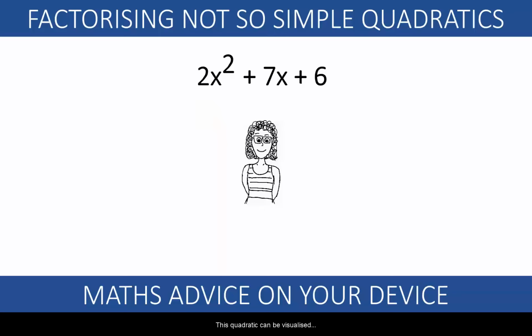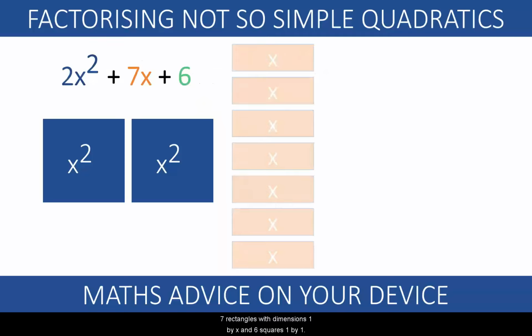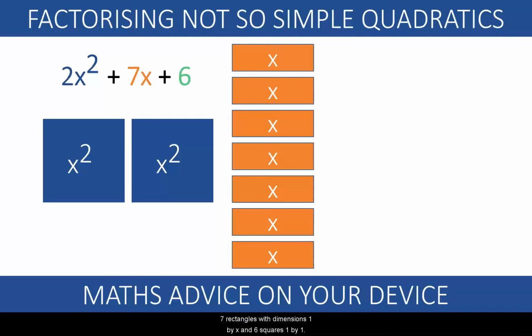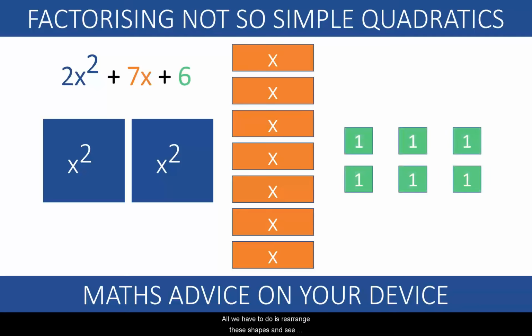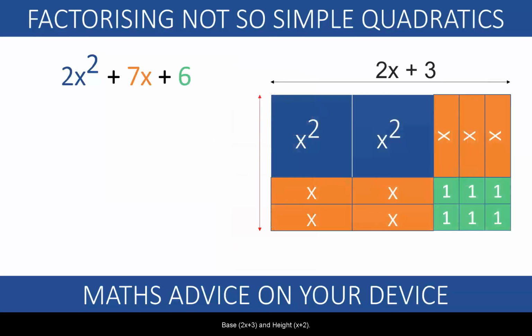This sort of quadratic can be visualized using the areas of 2 x squared squares, 7 rectangles with dimensions 1 by x, and 6 squares 1 by 1. All we have to do is rearrange these shapes and see whether or not they can fit into a perfect rectangle. If this is possible, the quadratic can be factorized. You can fit all the pieces into a perfect rectangle, base 2x plus 3 and height x plus 2.